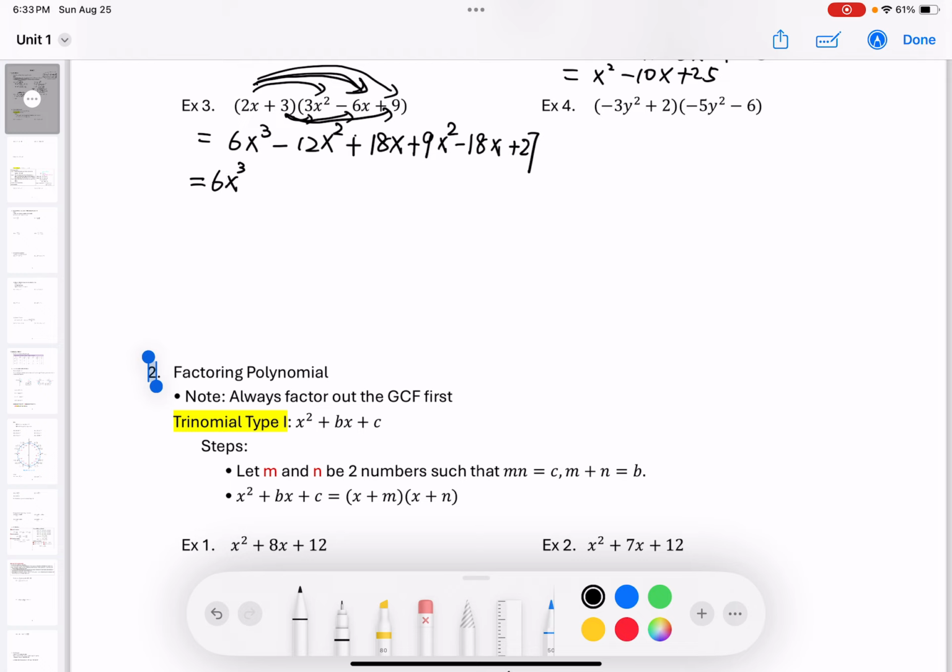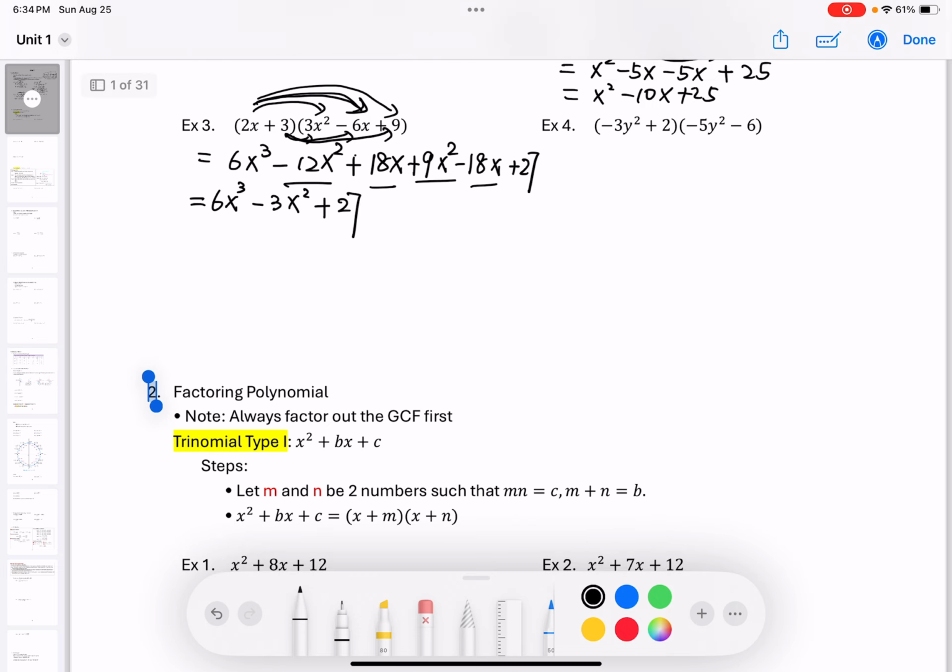6x cubed is alone. X squared, so it is minus 3x squared. And then 18x minus 18x is 0. Then plus 27. So this is the solution. Next one, let's do the multiplication.